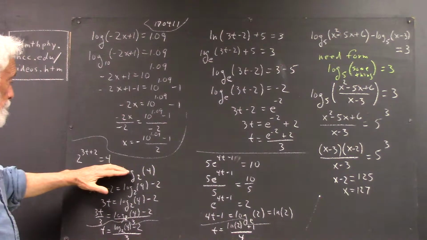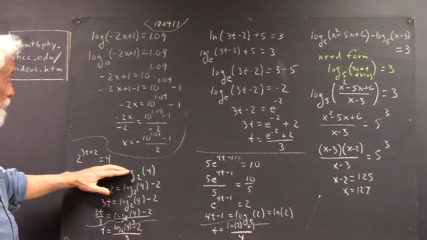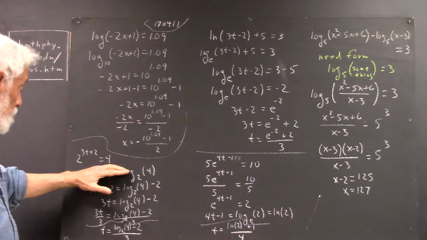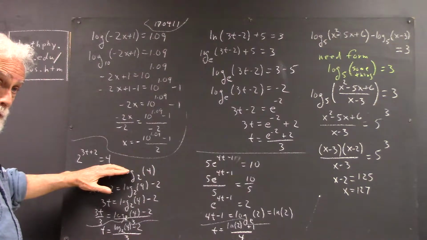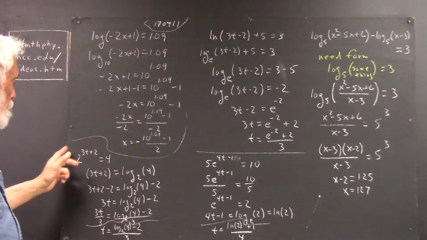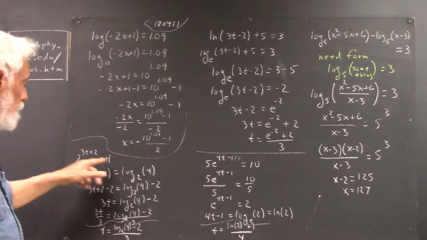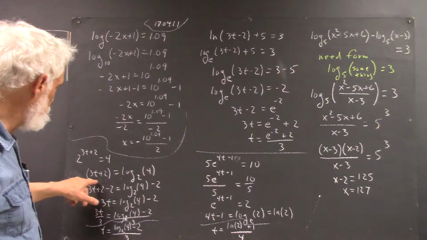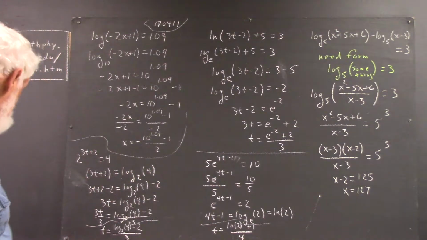Equation: 2 to the 3t plus 2 equals 4. See what you can do with that. I would pause. And then hopefully you already paused and wrote out what you think. So let's see. 2 to the 3t plus 2 equals 4 means log to the base 2 of 4 equals 3t plus 2.